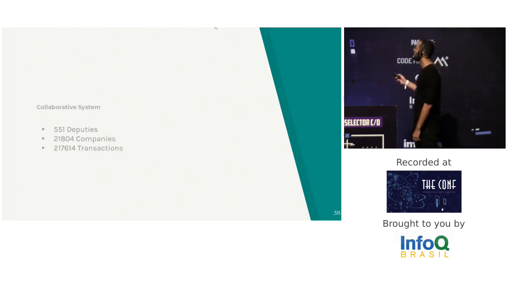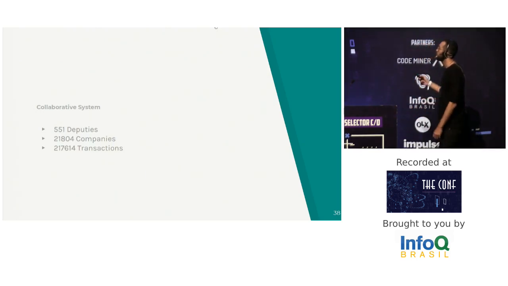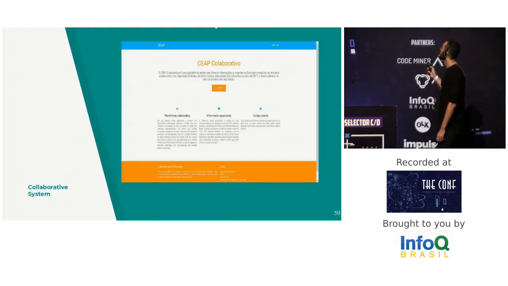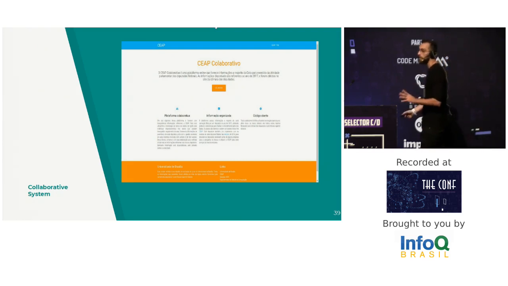That was the amount of deputies, companies, and transactions that I had in my database, and the system was showing this information to the user. And that was the face of the system. I am not a designer, so I just used Materialize. It's more like an MVP. I didn't want to do something really pretty, I just wanted to make it work at first. So this was the collaborative system phase.